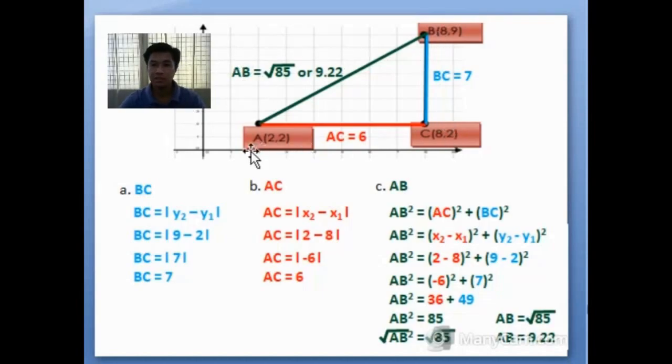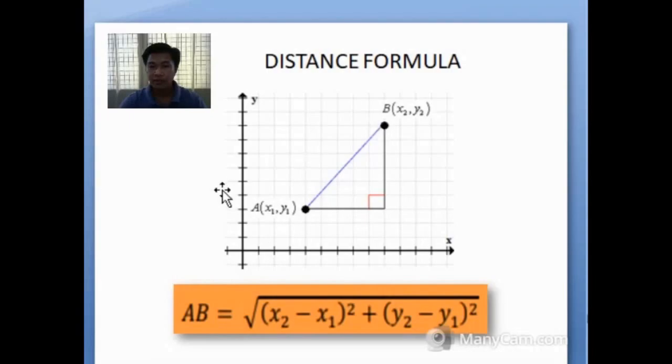So that is how to solve for the distances of the points in a right triangle that is plotted in the Cartesian plane. I hope that is clear to everybody, and let us summarize the steps or the formula by this figure. So we have a right triangle here. We're looking for the distance between point A and point B, so we have x sub 2 and y sub 2, x sub 1 and y sub 1.